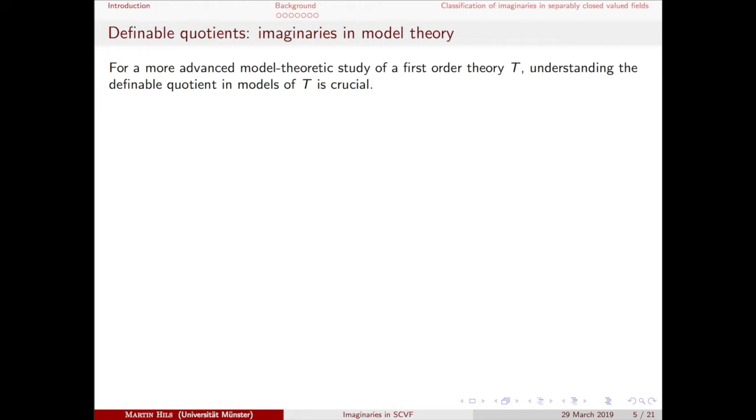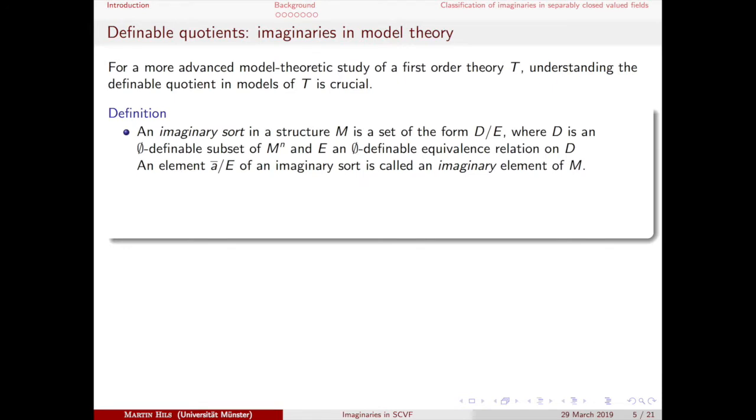We define this. So, what is an imaginary sort in a structure M? It's just of the form D/E, where, let's take now zero-definable, D is a zero-definable set, no parameters involved, and E is a zero-definable equivalence relation on D. And an element of such an imaginary sort is called an imaginary element of the structure, so an equivalence class for some definable equivalence relation.